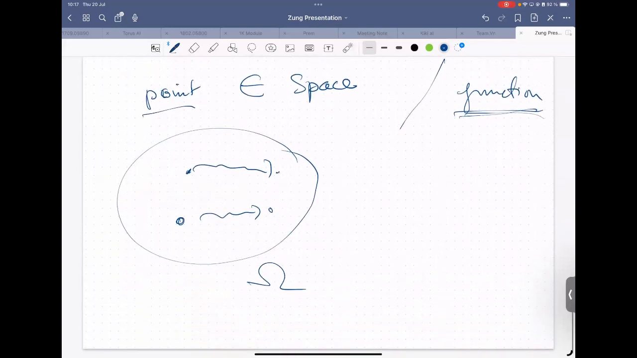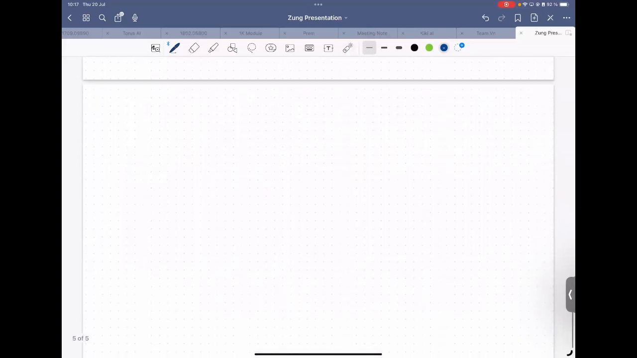Now, I move to the third point, which is very important: the notion of determinism and non-determinism.